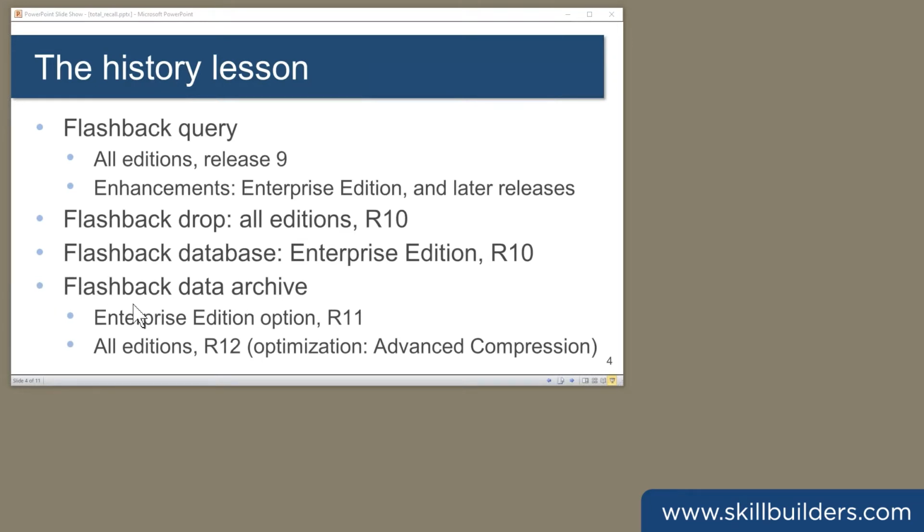Flashback Data Archive is the last one that we'll be looking at. That's an interesting capability, which is perhaps not as widely used as it could be. It was introduced in 11G Release 1 as an Enterprise Edition option. So you needed Enterprise Edition, and then you had to pay extra to get the Flashback Data Archive. Very powerful capability, I thought, but it did have limitations back in 11G Release 1 and even 11G Release 2.